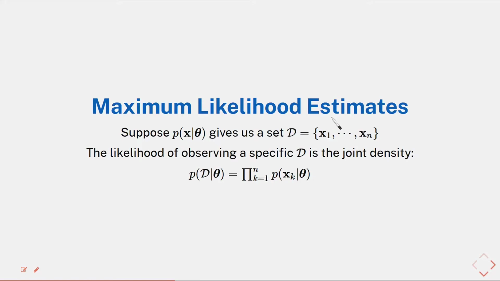Right? And we've seen this before. We've seen what's the chance of observing a particular D. It's the chance of observing this X multiplied by the probability of this X multiplied by the probability of that X, and so on until we get to the final X. So the likelihood of observing that D is equal to the product of all the individual X's. Okay.